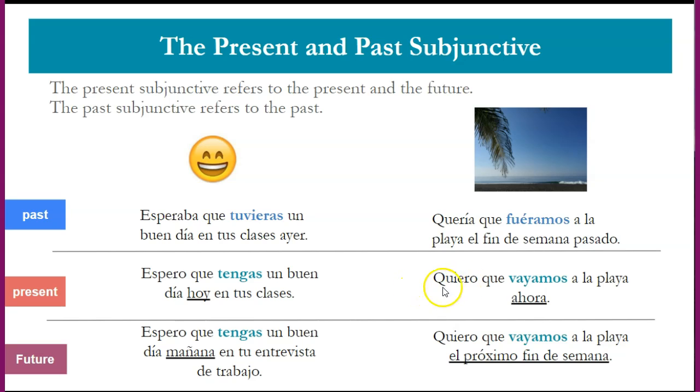Then we have the present tense here, quiero que vayamos a la playa ahora. I want us to go to the beach now. So vayamos, in the present of the subjunctive, is making reference to a present event now. Number 3, quiero que vayamos a la playa el próximo fin de semana. I want us to go to the beach next weekend. So vayamos, again in the present of the subjunctive, is making reference to a future event, next weekend.